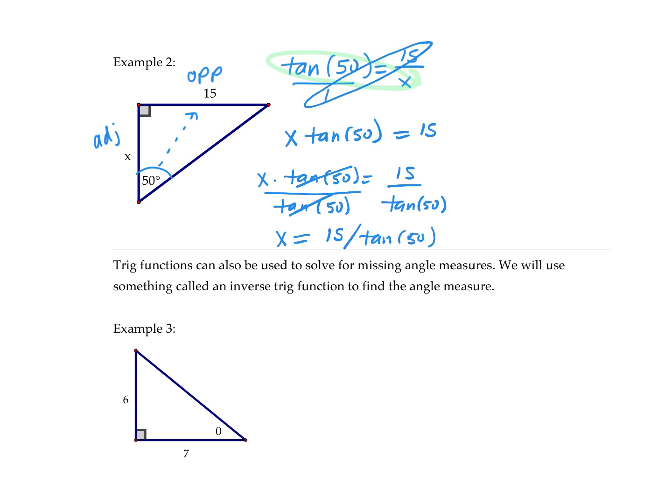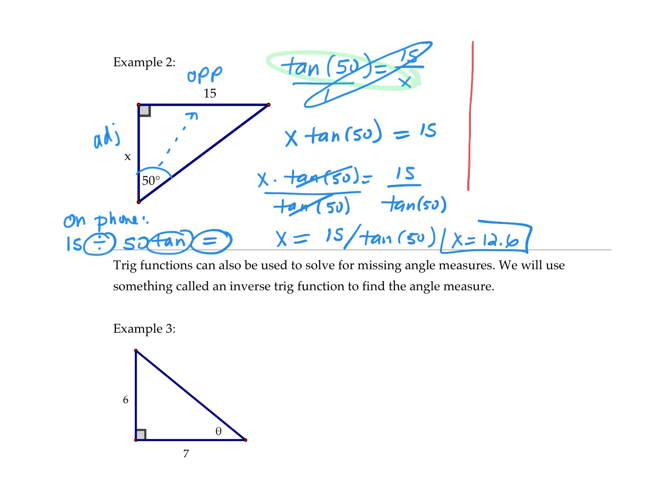Okay, so if you go to your calculator and type that in, you'll come out with x is equal to 12.6. Okay, on your phone, you're going to type in 15 divided by 50 tangent, that's the button you press, and then you have to press the equal sign.